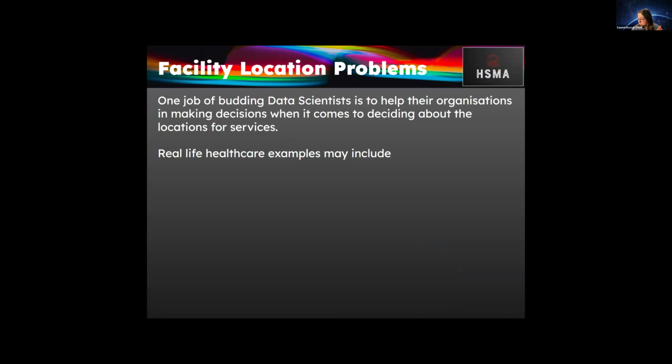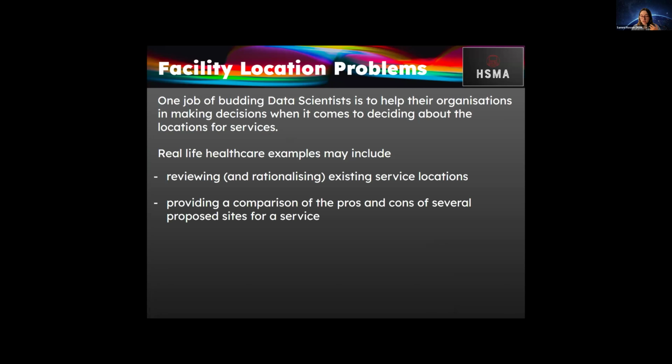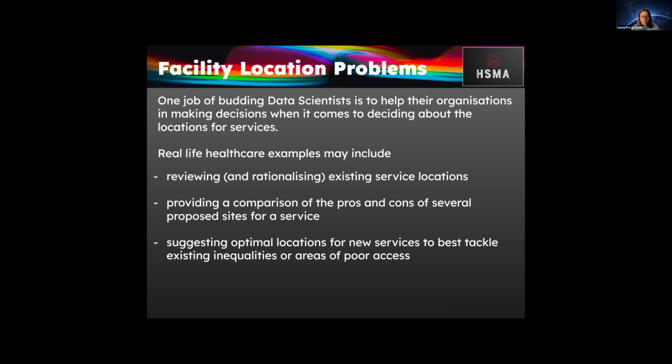So facility location problems. One of your jobs as a data scientist, as an analyst within your organization, is to help your organization make decisions when it comes to where they should put their services. In real life, this may look like reviewing and rationalizing whether existing service locations are the best ones that exist, providing a comparison of the different pros and cons of proposed sites for a service. So if we've been provided with 5 new places we could put this service based on the buildings available, is it a good place based on staff travel times? Is it a good place based on patient travel times, and so on? And also suggesting optimal locations for new services if there are existing inequalities or areas of poor access.